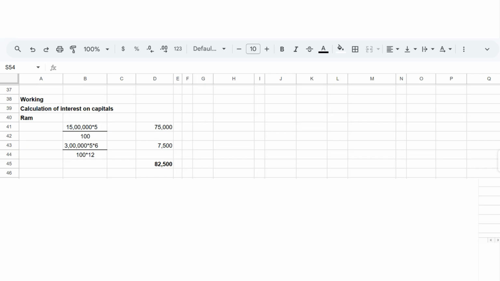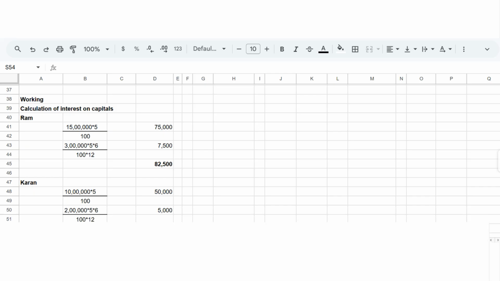Now let's calculate interest on capital for Karan. That is Karan contributed 10 lakh rupees. So 10 lakh into 5%, that is 50,000 rupees, and later on he contributed 2 lakh rupees for 6 months. So it is 2 lakh rupees into 5% into 6 by 12, that is 5,000. Total 55,000 rupees is Karan's interest on capital.